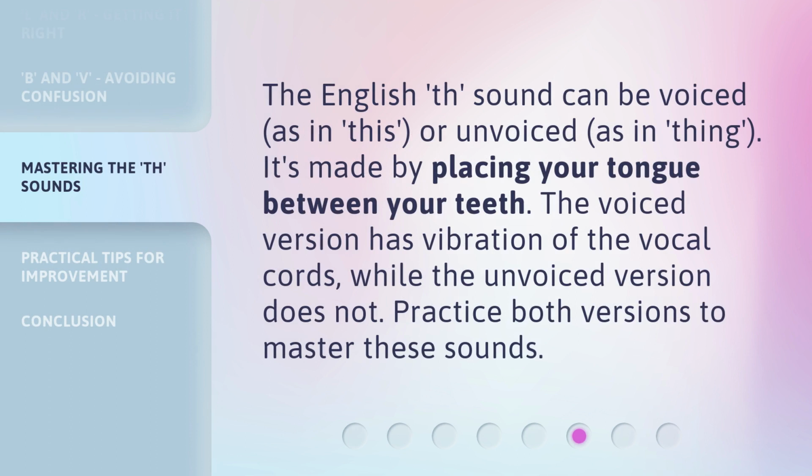The English TH sound can be voiced, as in this, or unvoiced, as in thing. It's made by placing your tongue between your teeth. The voiced version has vibration of the vocal cords, while the unvoiced version does not. Practice both versions to master these sounds.